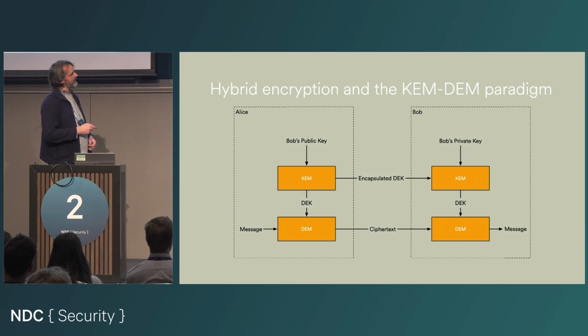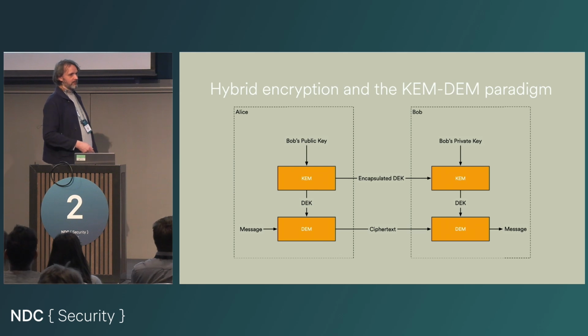So Alice wants to send a message to Bob. She's got Bob's public key, she feeds it into a KEM, and the KEM is going to spit out a fresh random data encryption key, and also what's called an encapsulation of that key. You can think of it as the encrypted key.